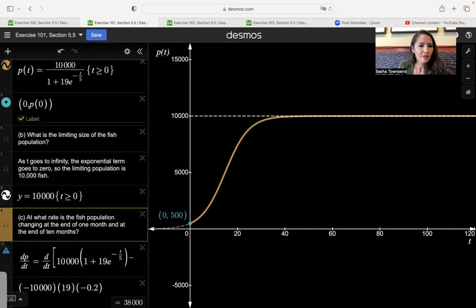Forgot about that. So we just want that instantaneous rate of change of the fish population at t equals 1 and t equals 10. So we'll compute the derivative. And then after we compute the derivative, we'll plug in t equals 1 and t equals 10, and then we'll see what we get, and we'll interpret those numbers in terms of numbers of fish per month.